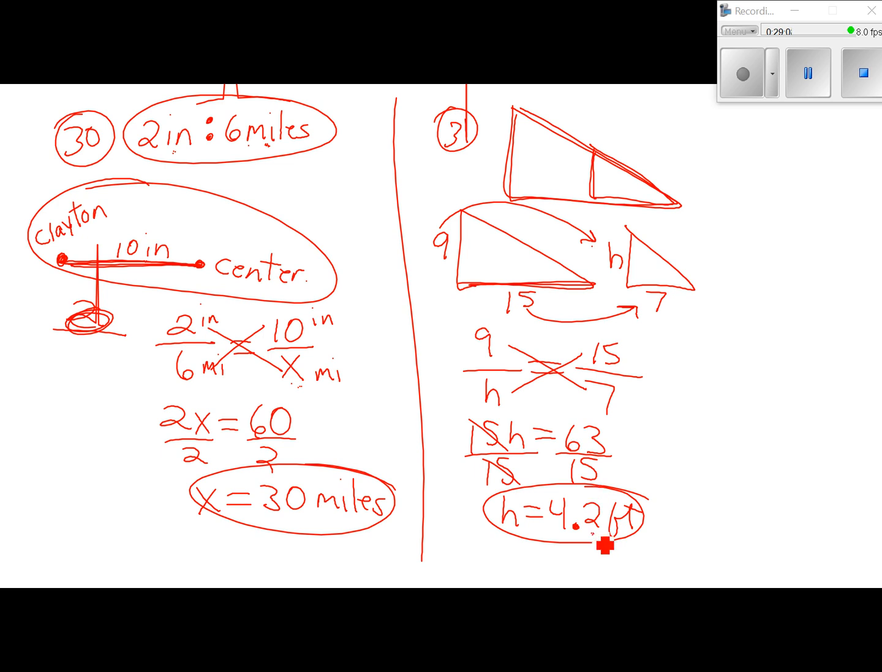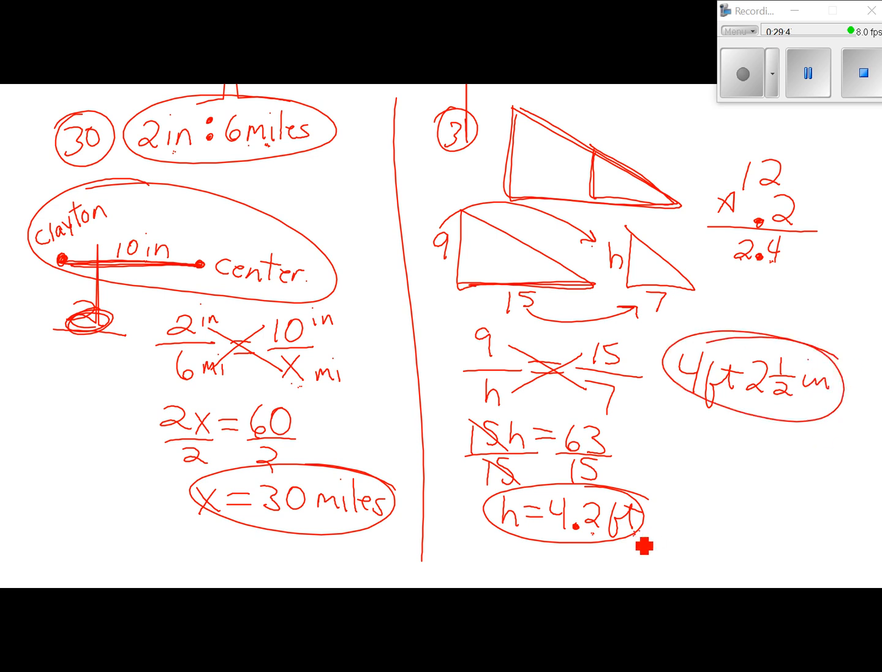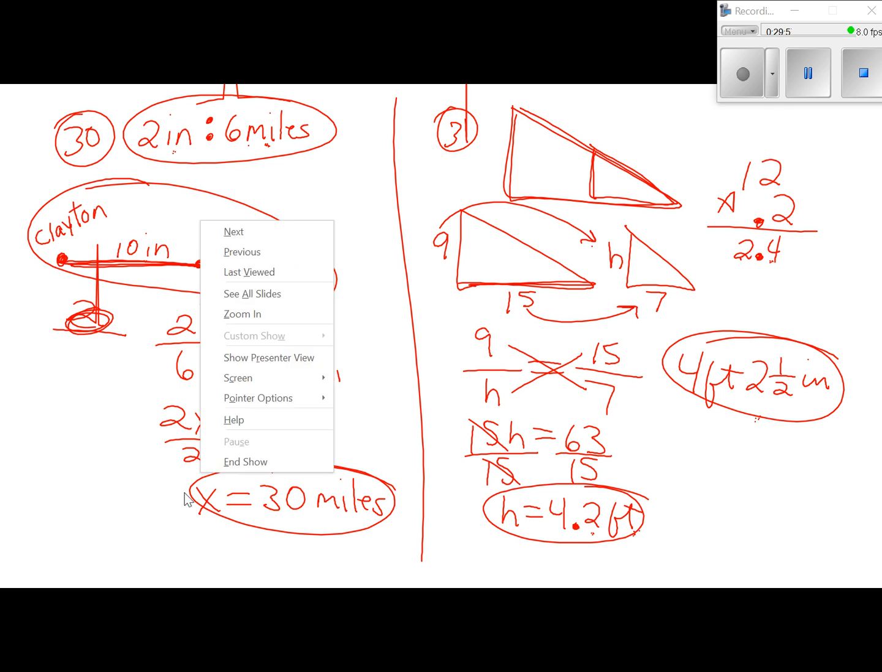So if we wanted, what we could do here is we know that that's 4 feet. And if we wanted to figure out the inches, we take that 0.2 times 12, and we come out with 2.4. So it's not quite half. We'll say it's about 2.5 inches, 4 feet, 2.5 inches. Again, I would accept the other answer, but this answer here is a little better because it's feet and inches.